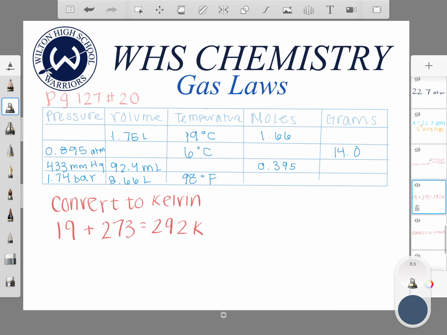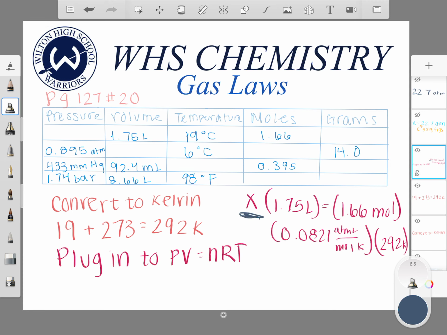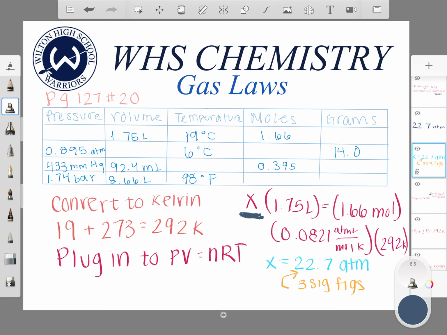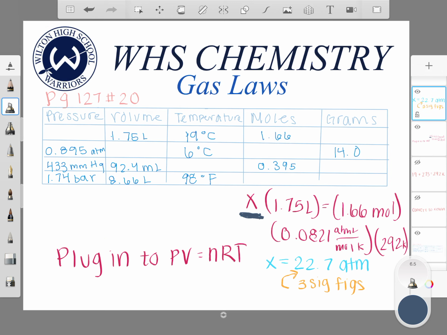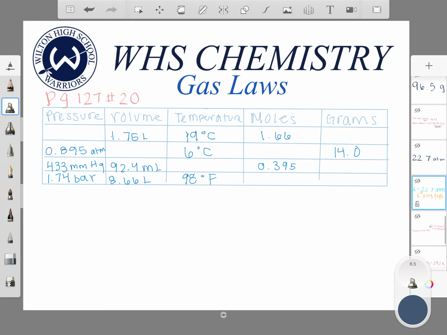So that's pretty straightforward. And then our next thing that we need to do is solve for X right here, which is the pressure. And we're doing PV equals nRT, so it's just basic algebra solving for X. So then X is going to equal 22.7 atmospheres, and notice that there's 3 sig figs there. So yeah, and I'm just going to clear this out of the way. And then we're going to add this to our table.